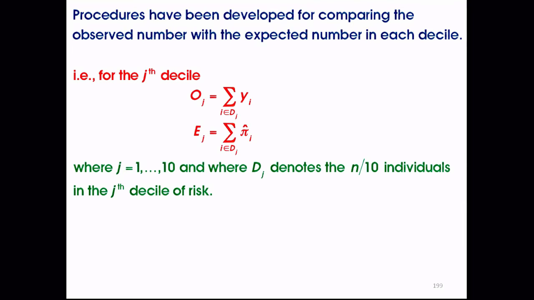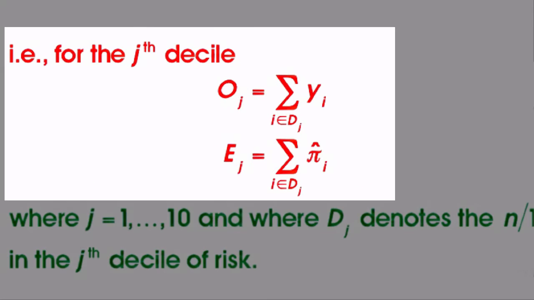So the methods that have been proposed, the simplest method is that for each of the 10 deciles of risk, you look at the observed number of events in that decile. For example, in the reunion of the women with low birth weight baby study, let's suppose that we had 20 women in the first decile. If you sum up the y values among those 20 women, that's the observed number of low birth weight babies, because those who had a low birth weight baby had y equal 1, and those who did not had y equal 0.